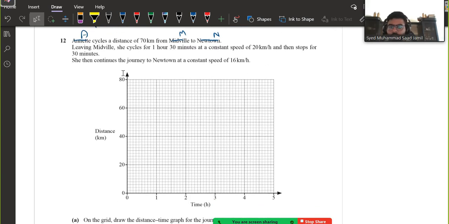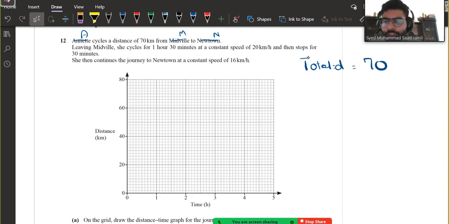Leaving M, she cycles for 1 hour 30 minutes at a constant speed of 20 kilometers per hour, then stops for 30 minutes. Then she continues the journey to Newtown at a constant speed. So, just gather data. Total distance, total D, is equal to 70.